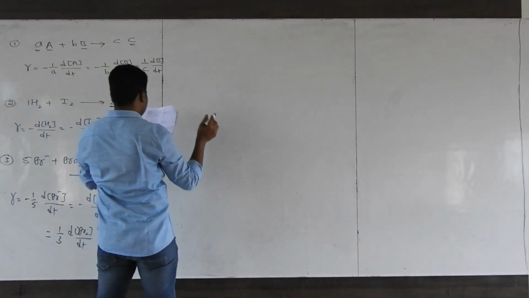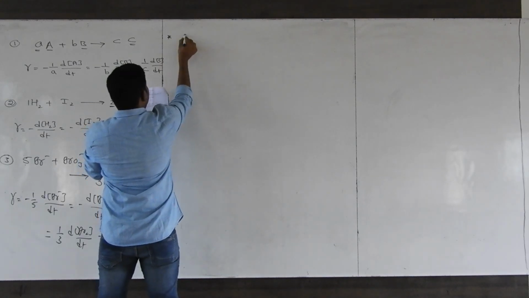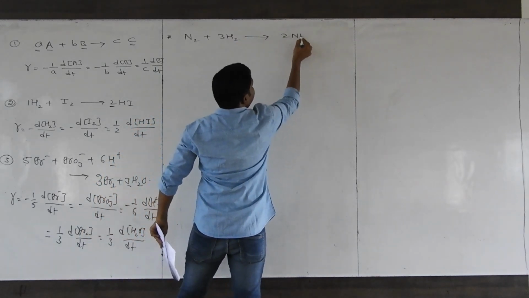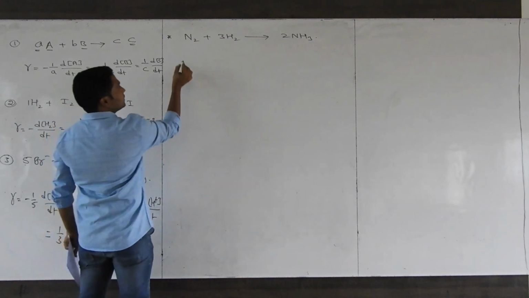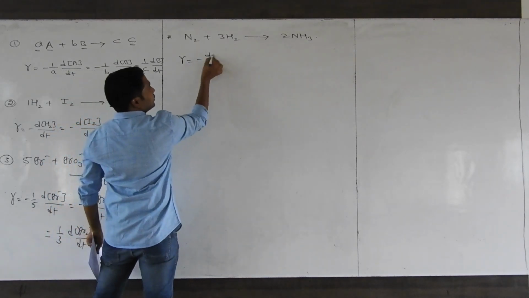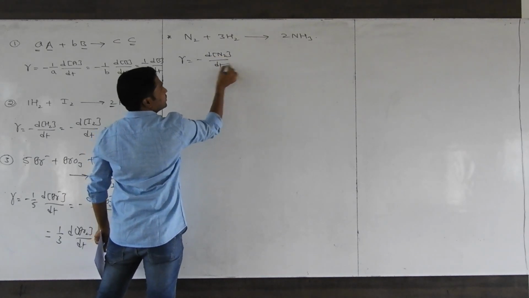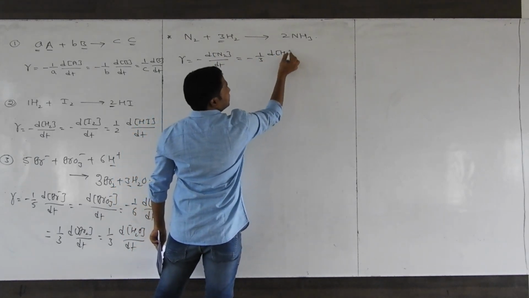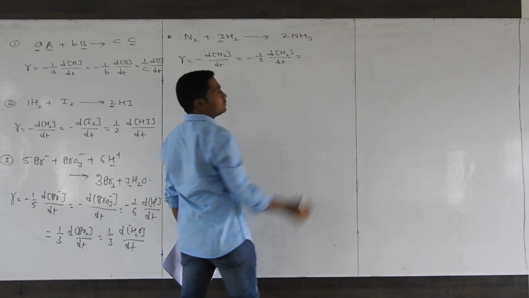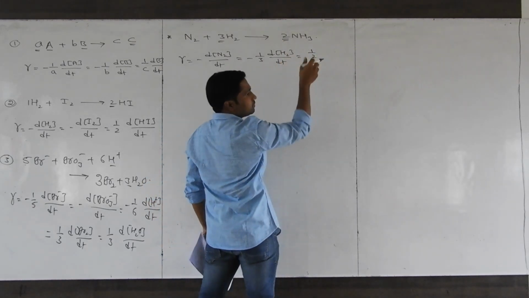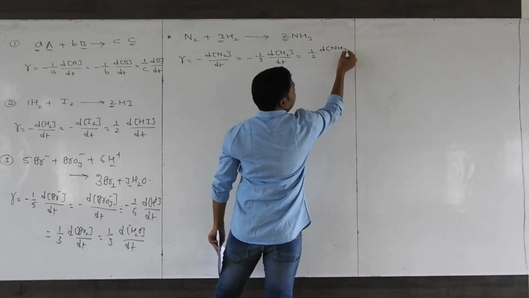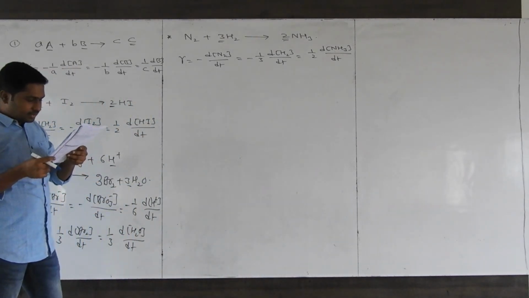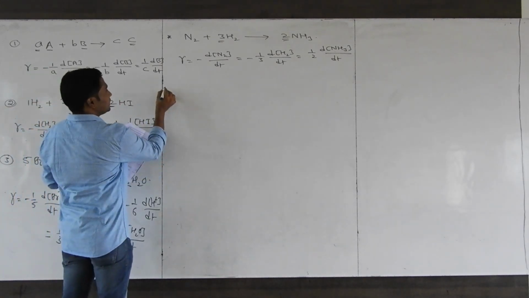You see, one more problem is asking. N2 plus 3H2 gives rise to 2NH3. Can you write the rate of reaction expression? Yes. R is equal to minus the change in concentration of nitrogen by time change, is equal to minus 1 by 3, the coefficient becoming a reciprocal, into change in concentration of hydrogen by time change, is equal to 1 by 2, because the coefficient becomes a reciprocal, change in concentration of ammonia by time change. Like that, whatever you will be retaining it. See, just I am asking one question. Okay, see next question it is.